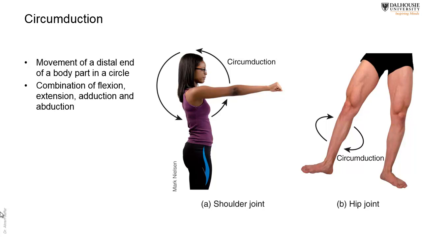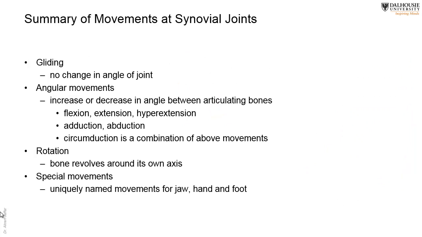It's called circumduction and not rotation. Rotation is a movement around the longitudinal axis of the bone. So that is medial rotation and lateral rotation, and it is not in any way related to the circumduction. So this is a summary of movements at synovial joints. Gliding, there is no change in the angle. Angular movements could be flexion, extension, hyperextension when you go beyond the anatomical position. Adduction, abduction, circumduction is the combination. And then we have the rotation.